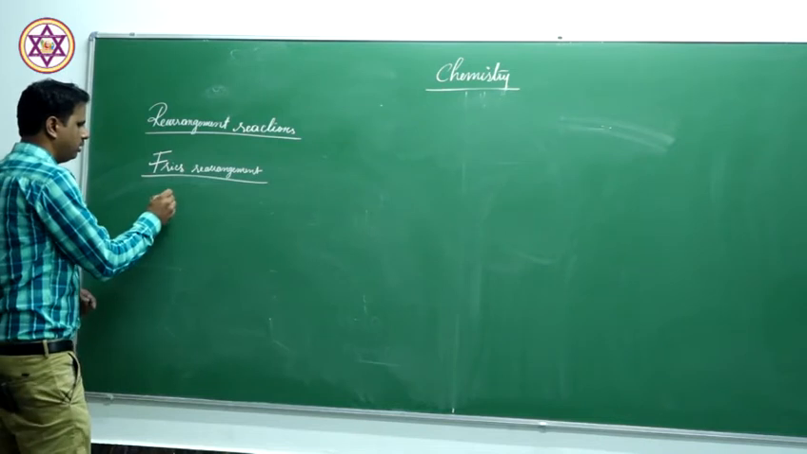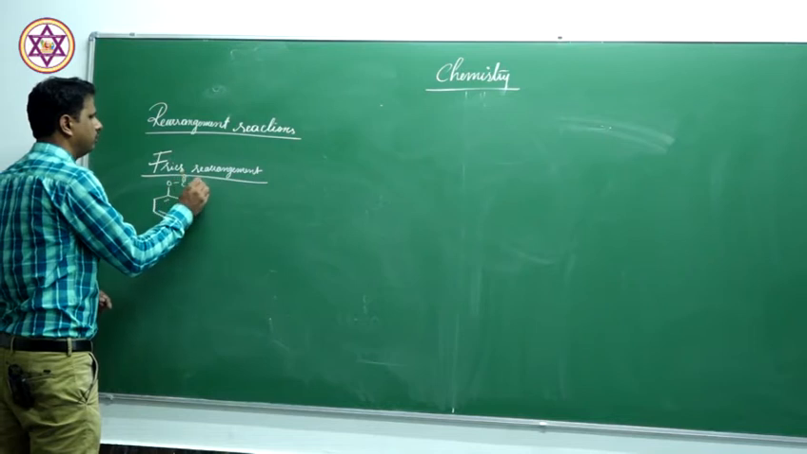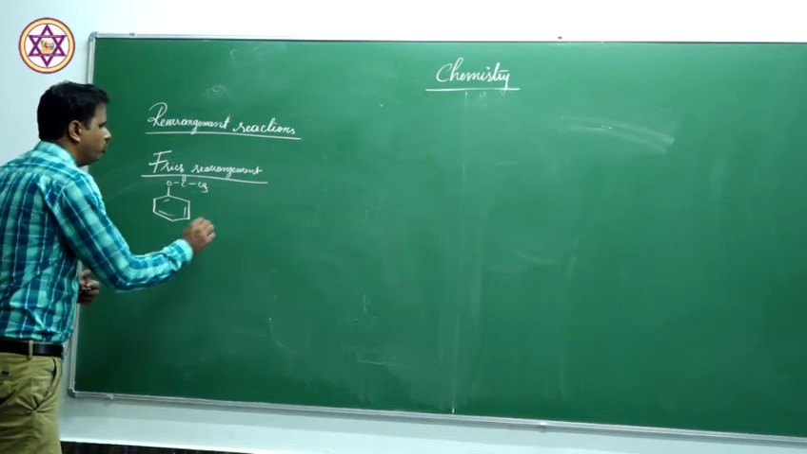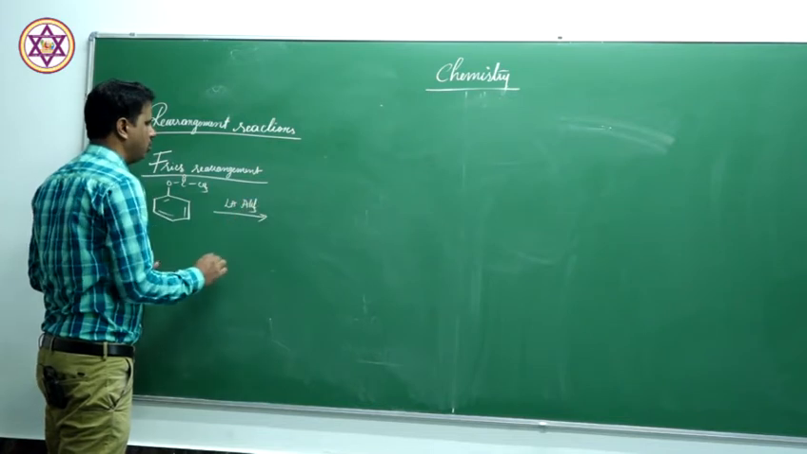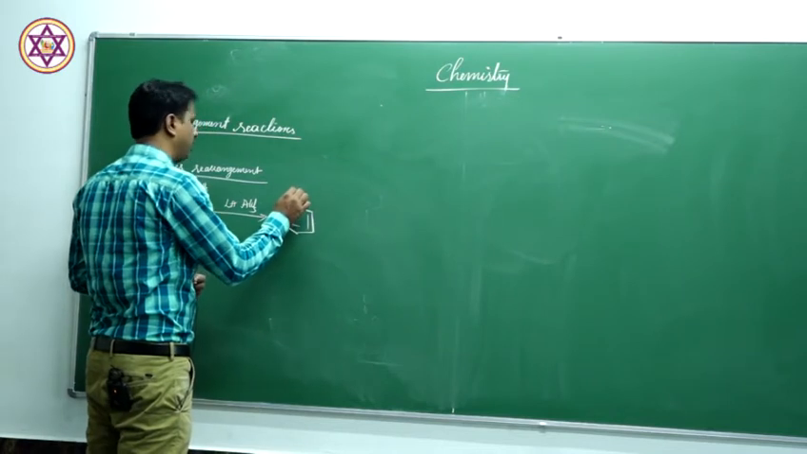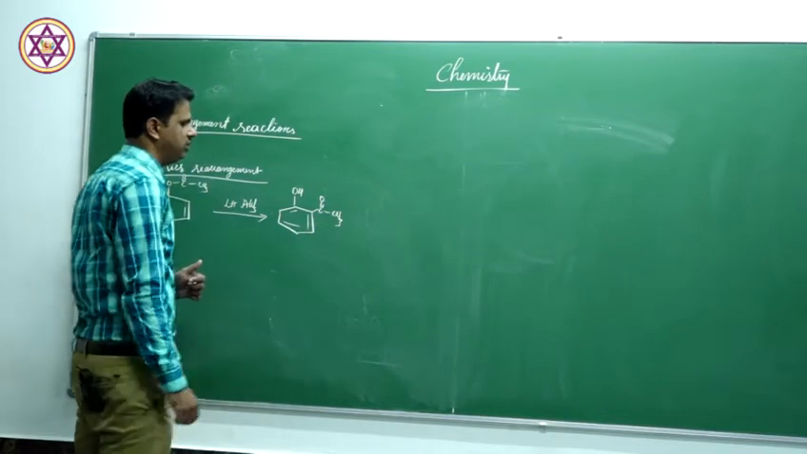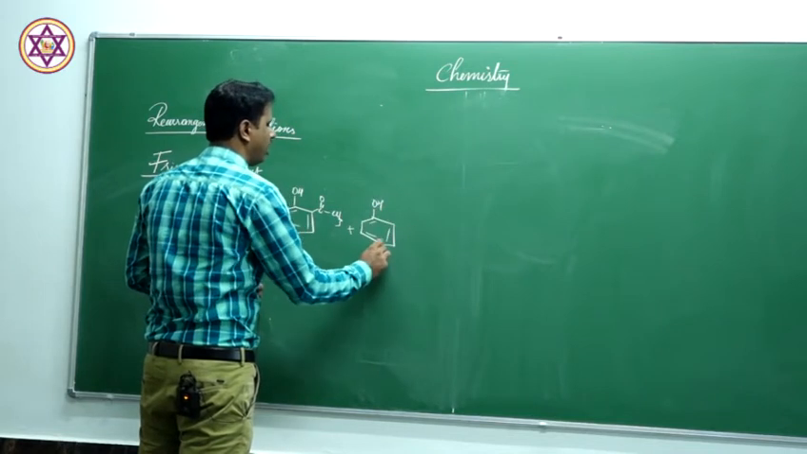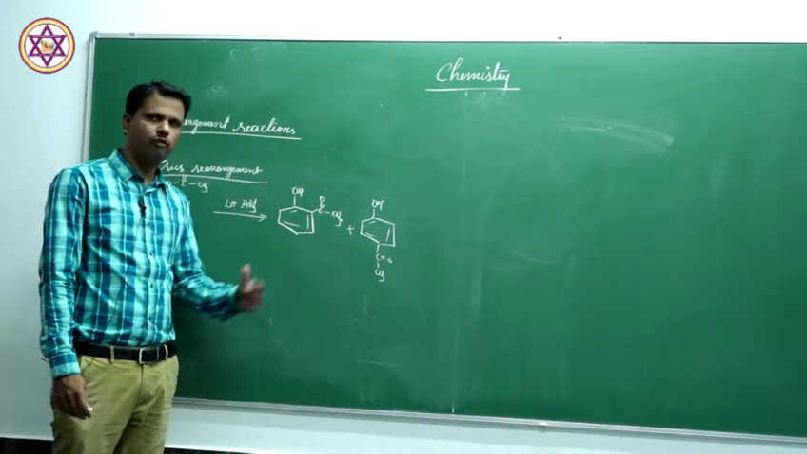Now what is the Fries rearrangement? We have a phenyl ester here. If you heat this phenyl ester in the presence of a Lewis acid like AlCl3, aluminum chloride, you are going to get rearranged products. Two products, isomers: one is the ortho-hydroxy ketone, and the other is the para-hydroxy ketone. Both are formed.